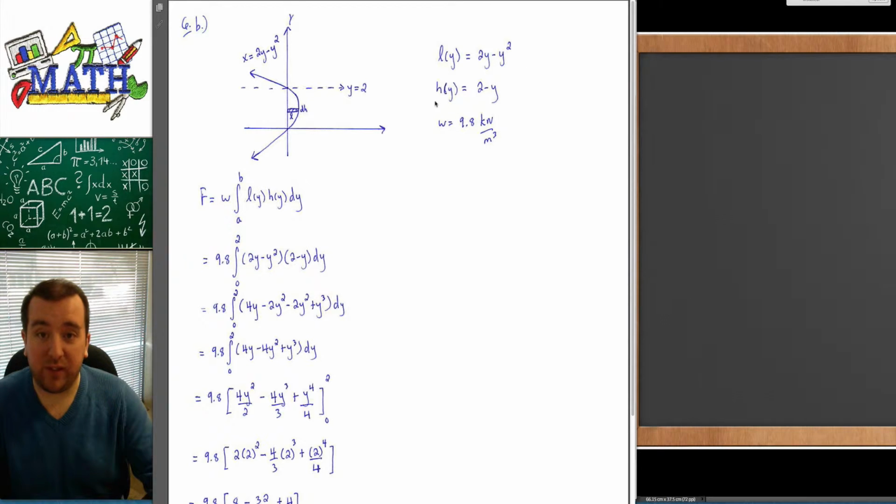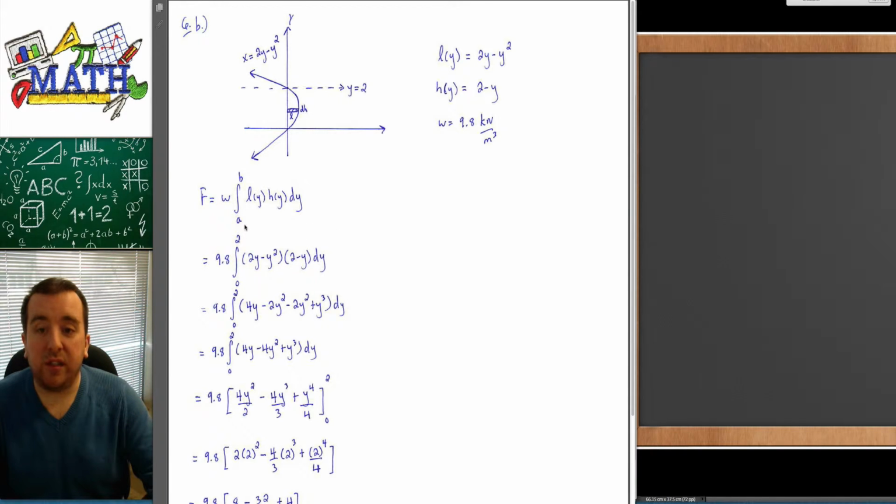Then h of y, or depth, as before, we take our 2 meters here and we subtract how high our element dh here is. So our element is at y, so it's y units high. Therefore, the depth is 2 minus y. Right, so we're getting the depth from the surface here at y equals 2 downward, and that'll be 2 minus y. And W is 9.8 kilonewtons per meter cubed as before.